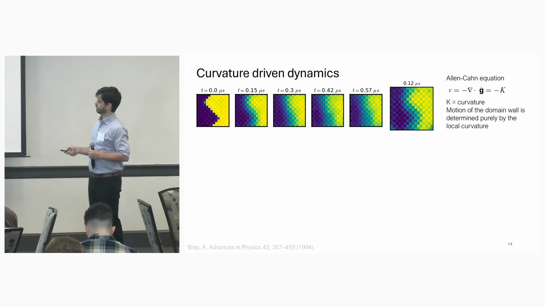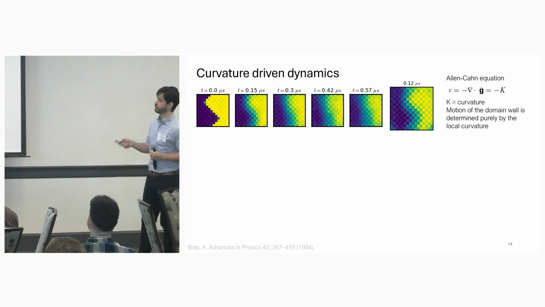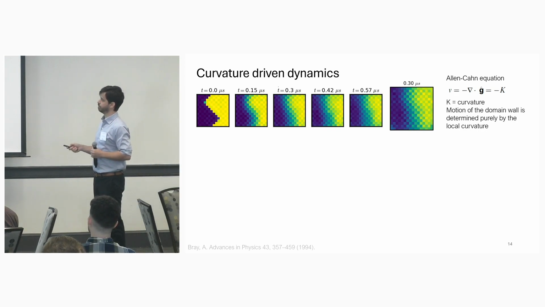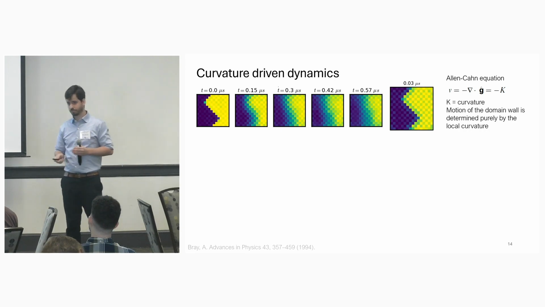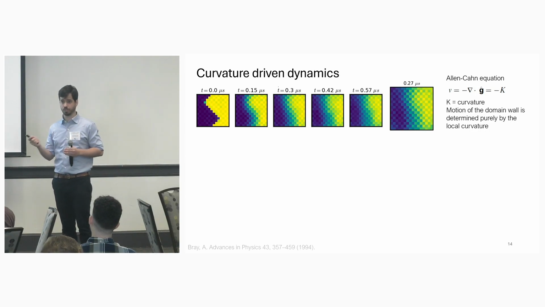And now we can try to probe the type of processes that control this evolution. And we expect this to be curvature-driven dynamics. So you see here that we prepare this zigzag-type domain wall, and we watch it evolve. And what happens is that it kind of smushes to a straight line. And this is because the type of physics that's dominating here is surface tension type physics.